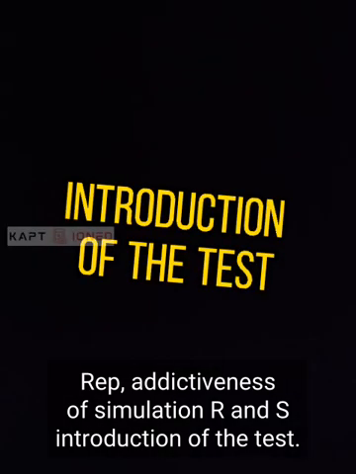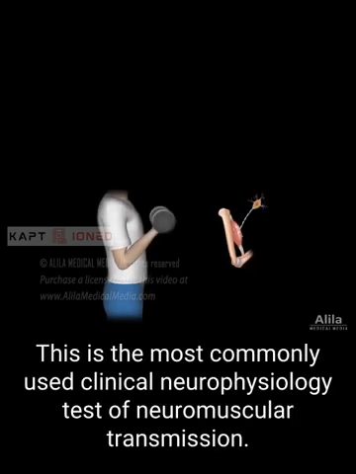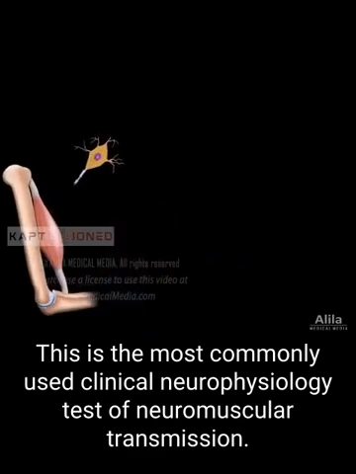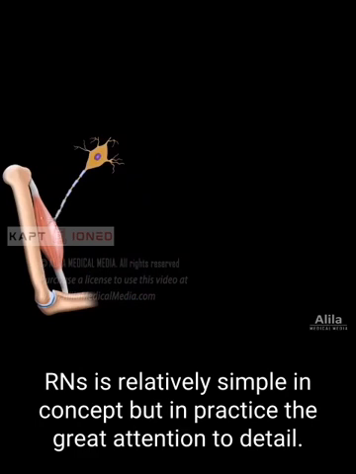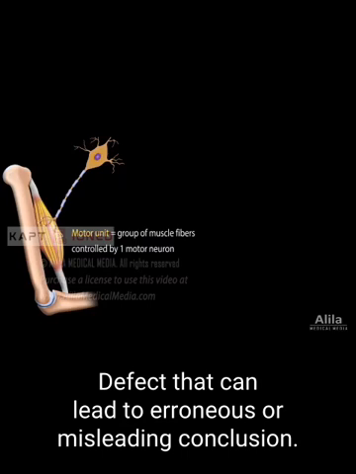Introduction of the test. A repetitive nerve stimulation (RNS) test is the most commonly used clinical neurophysiology test of neuromuscular transmission. RNS is relatively simple in concept, but in practice, it takes great attention to detail to avoid artifacts that can lead to erroneous or misleading conclusions.